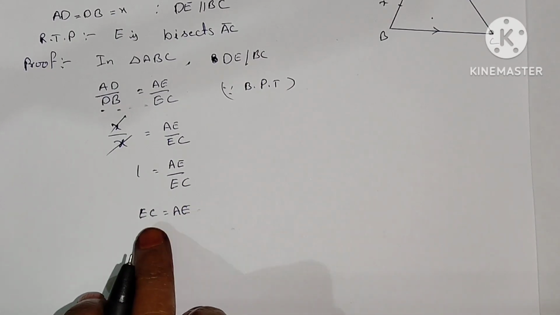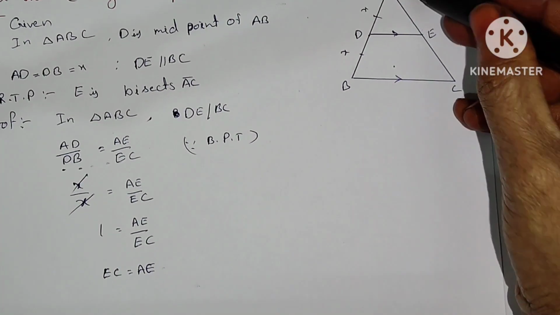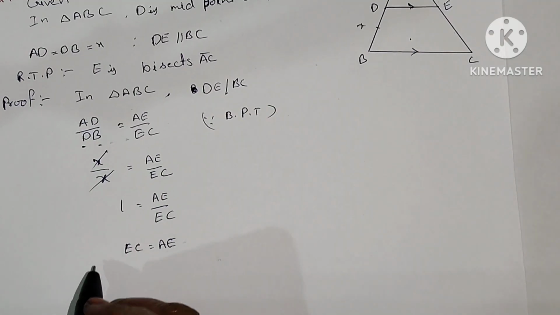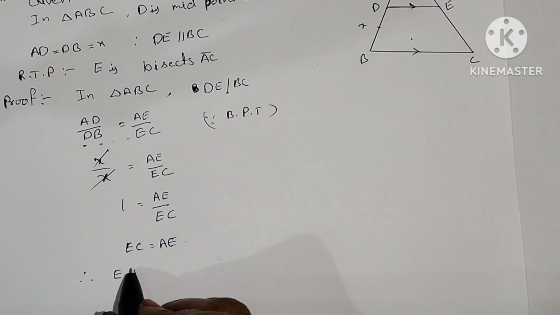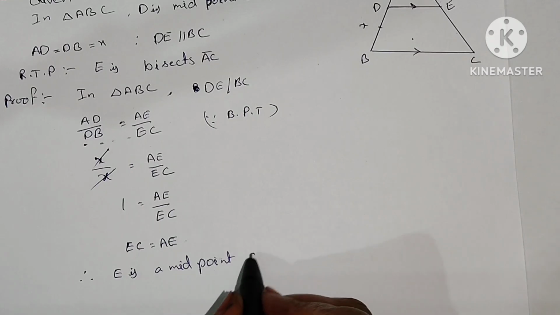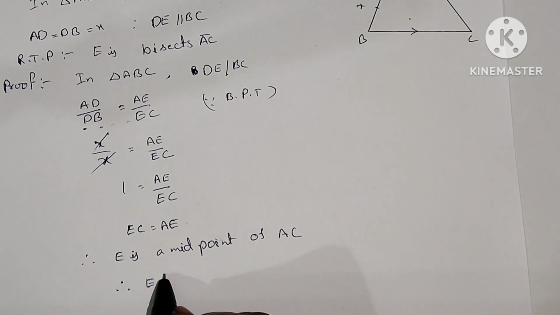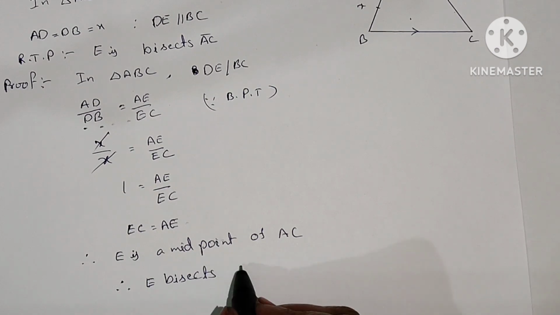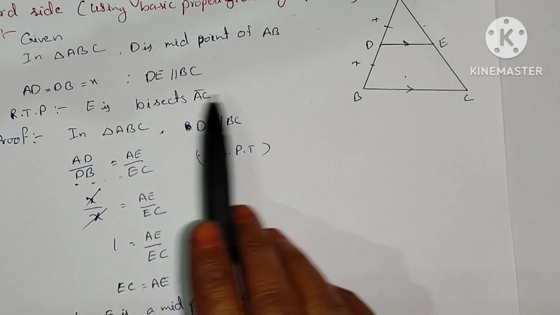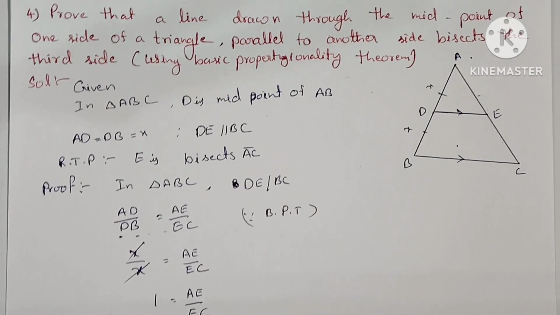So these two are equal means E is the midpoint of AC. Therefore E is the midpoint of AC, which means E bisects AC. So here our required proof is that E bisects AC. This is the complete solution of the fourth one.